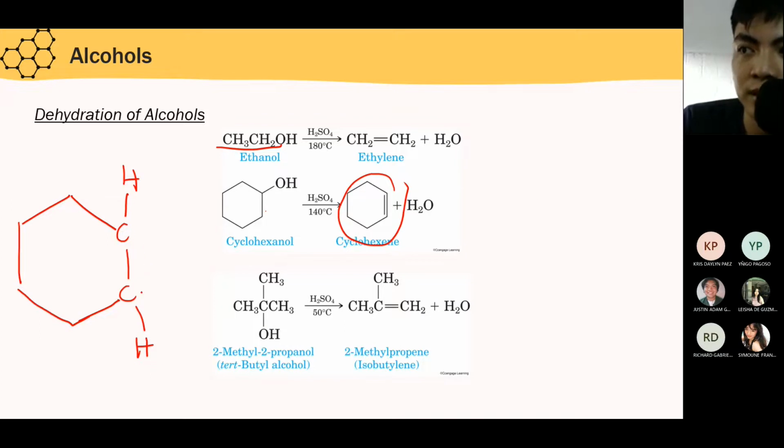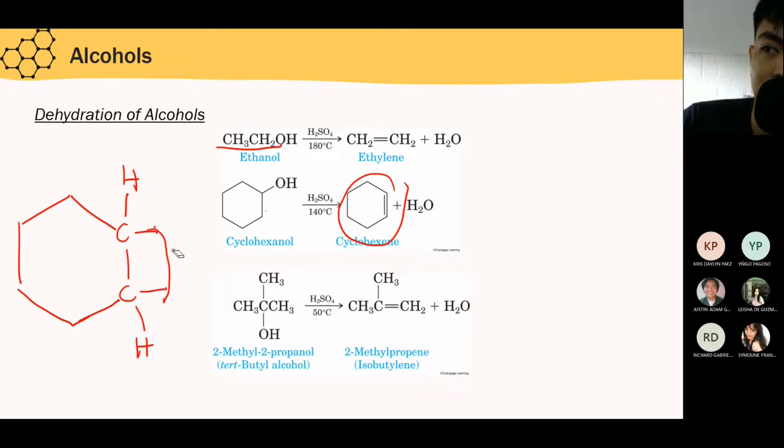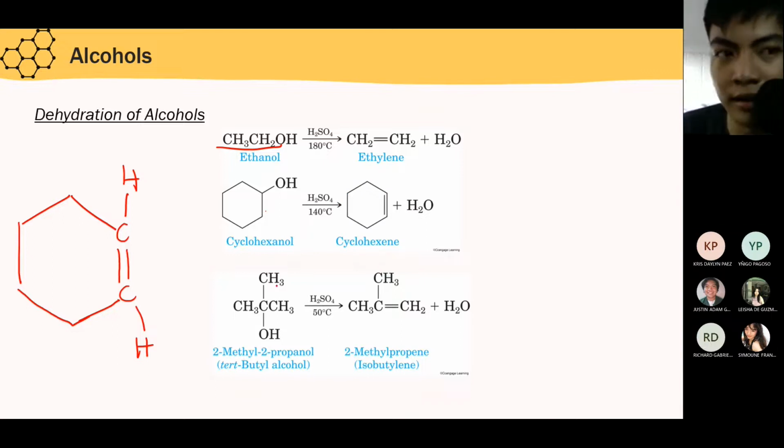Okay? So again, let me just show you again. Ito yung OH. Kukunin niya yung hydrogen ng katabi. So magsasama sila, magpo-form sila ng water. Ngayon, wala na silang kapartner. So sila na lang magta-tandem, okay? To form your double bond, okay? So that's why you have your cyclohexene. Ganun lang. So ganun lang siya, okay?